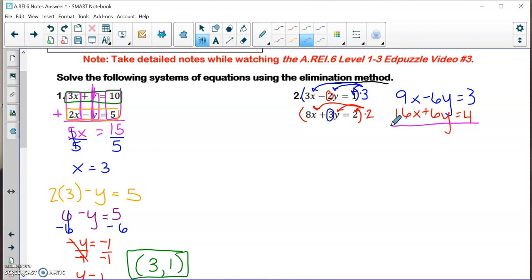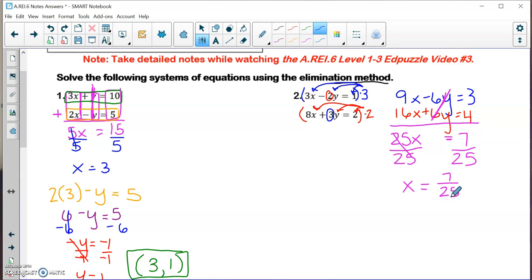So now a 9 plus a 16x is a 25x. A -6y plus a 6y cancels out. So I eliminated a variable, which is exactly what my goal was. And a 3 plus a 4 is a 7. So now I'm going to divide both sides by 25 to get x is a value of 7/25, which isn't very nice, but we will have to work with it.